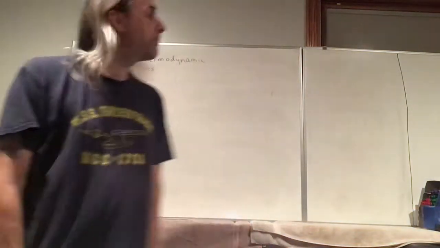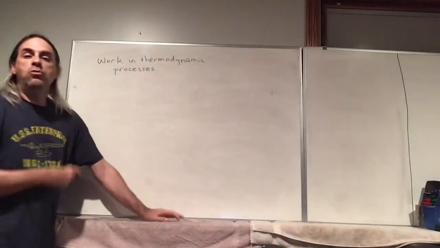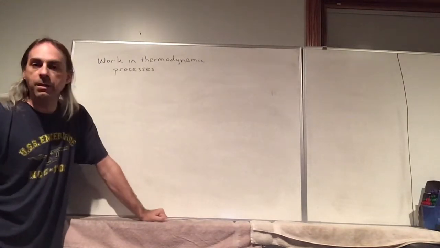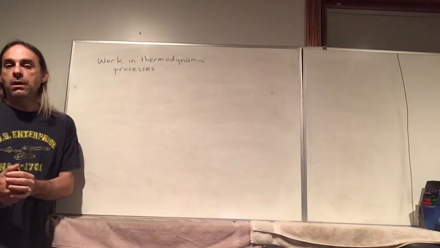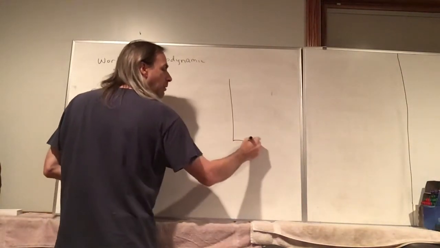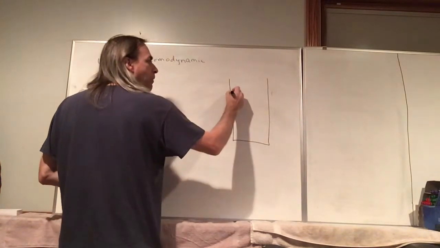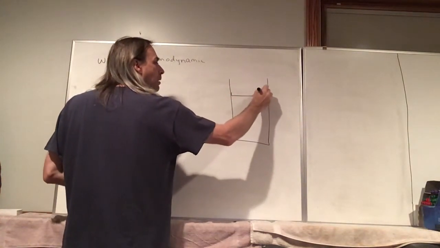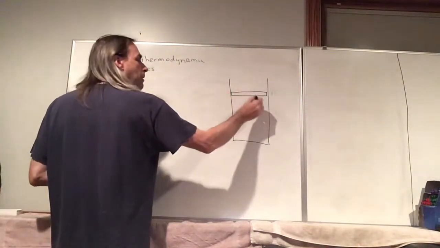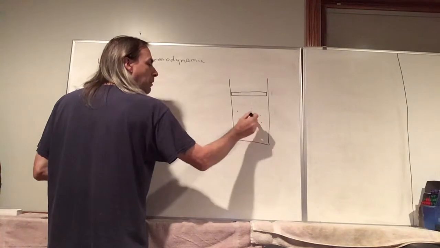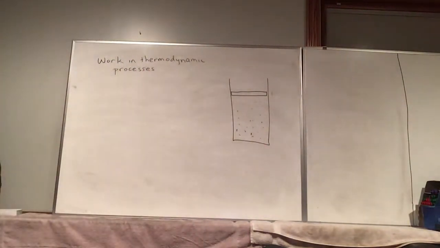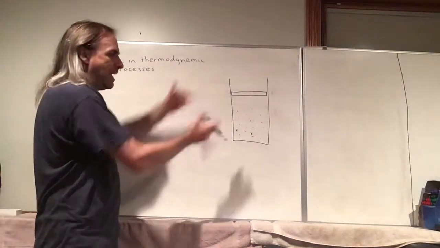Hello, class. Alright, so we're going to talk about work in thermodynamic processes. So I want to look at an example. Let's say we have a cylinder with a movable piston. And so there's a gas inside the cylinder. The piston can move up and down. And say the gas expands.